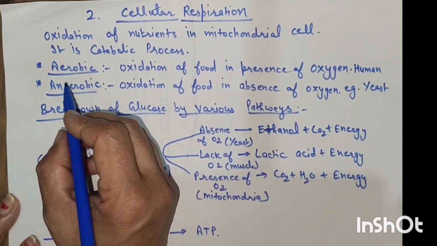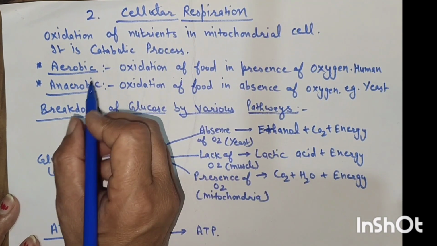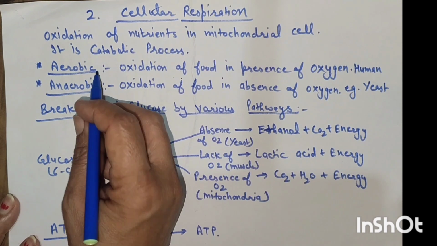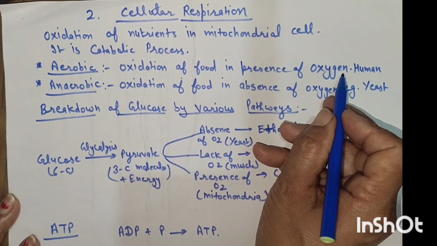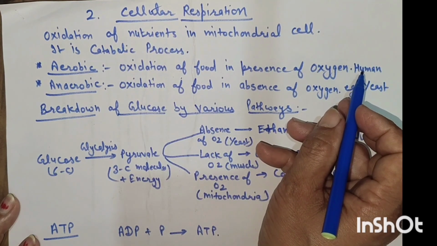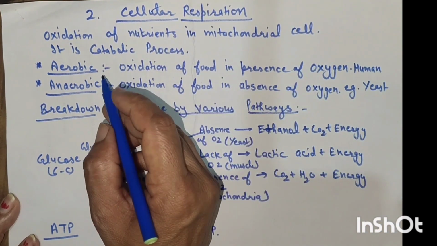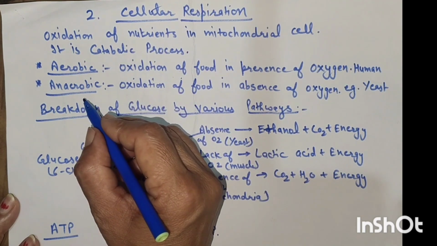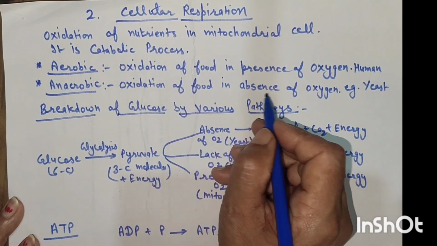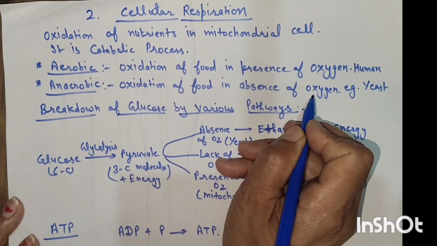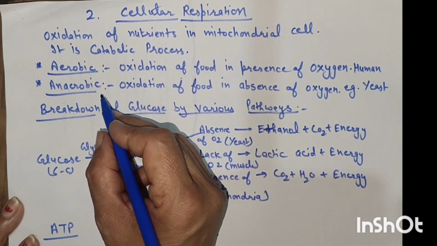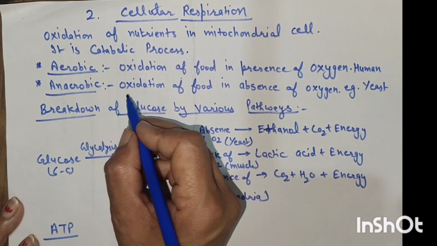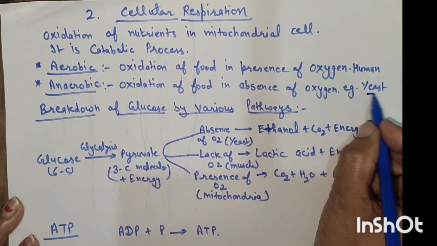Here cellular respiration is of two types, aerobic and anaerobic. Aerobic mode of respiration is the oxidation of the food in the presence of oxygen. Just like humans and all animals, they respire by the aerobic process. Anaerobic process is oxidation of the food in the absence of oxygen. If there is no oxygen and they oxidize the food, then those organisms are called anaerobes, and the process is called anaerobic respiration. Example is yeast.